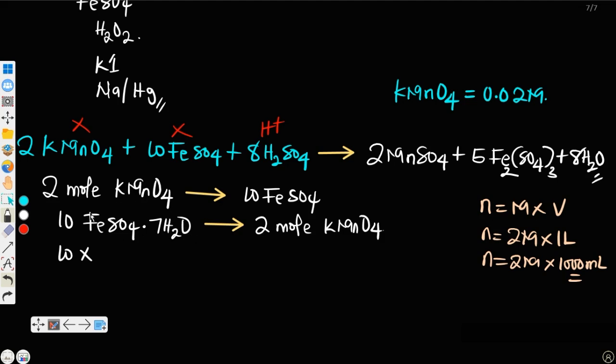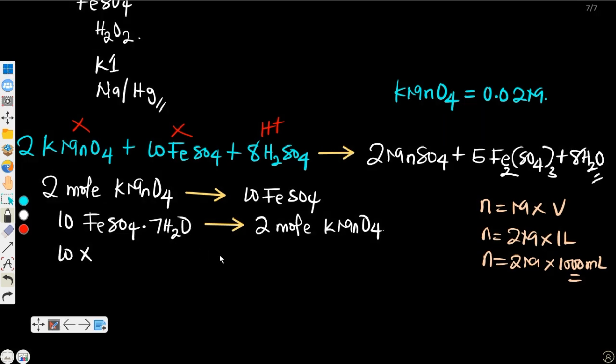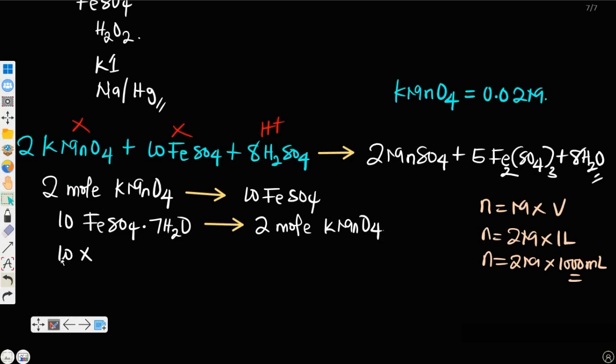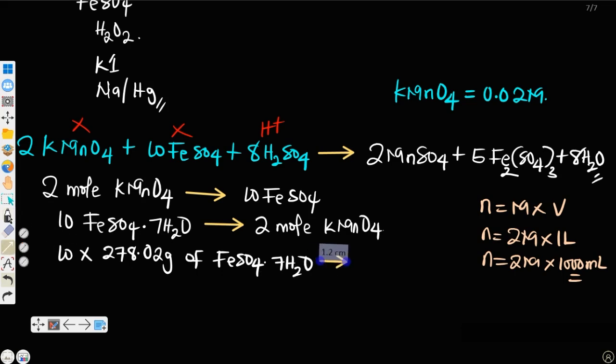Now, this ferrous sulfate you have here, what was the mass of the ferrous sulfate that was given in the question? If you look at it very well, the mass of ferrous sulfate was 278.02 gram, right? So you can say 10 times the total mass of this is 0.2 gram of FeSO4·7H2O should be present in 2 moles of KMnO4, which we can write as what? 2 molar solution of 1000 milliliter. Right? Good.